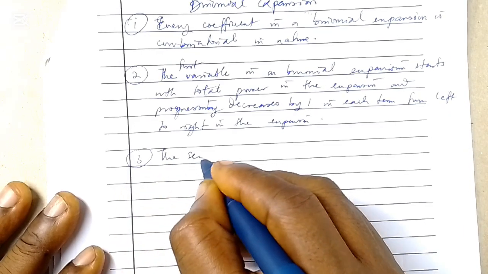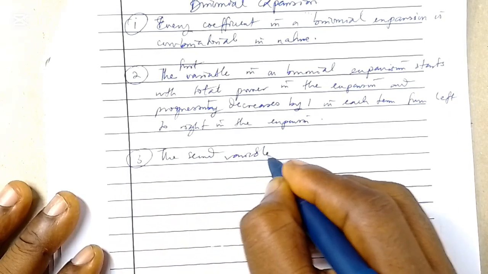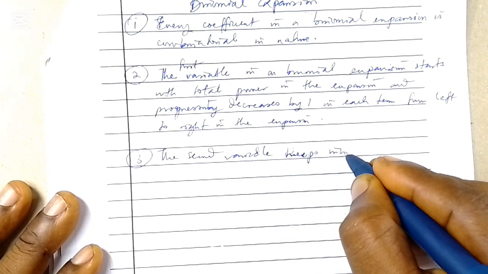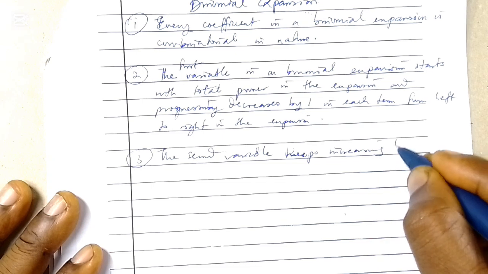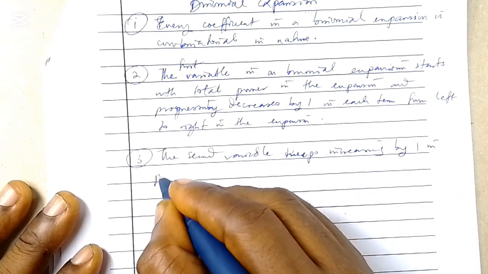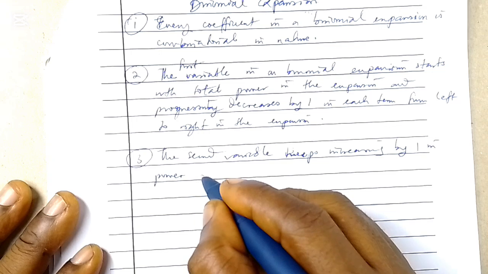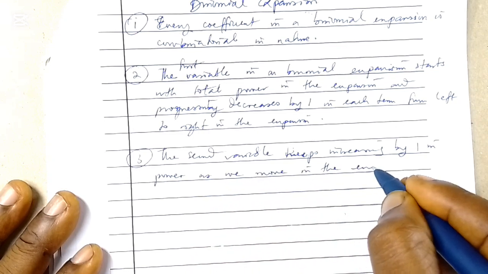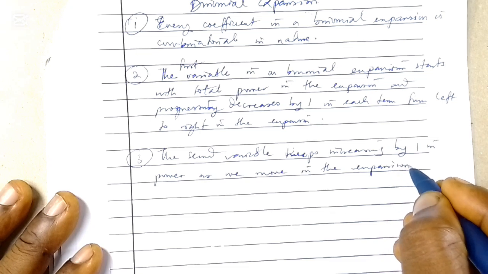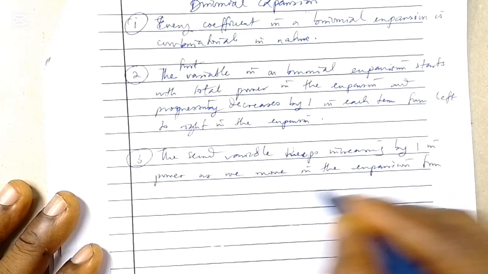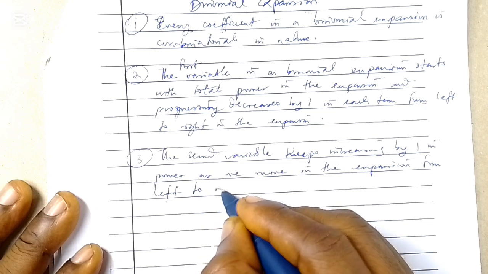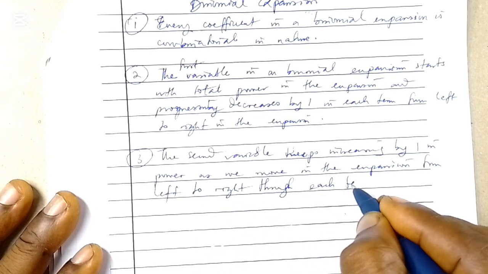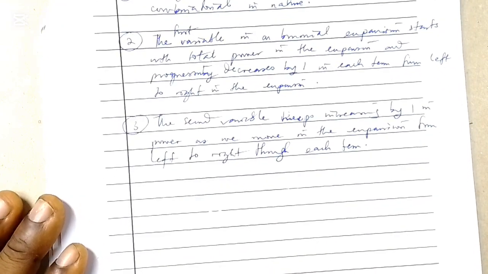3. The second variable keeps increasing by 1 in power as we move in the expansion from left to right through each term. So it is worth noting that also.